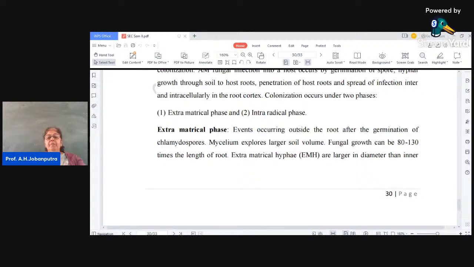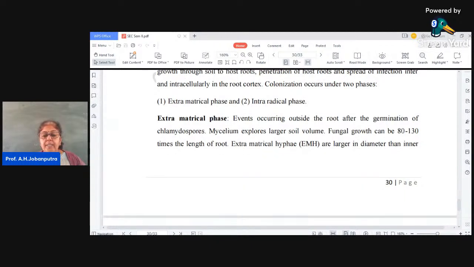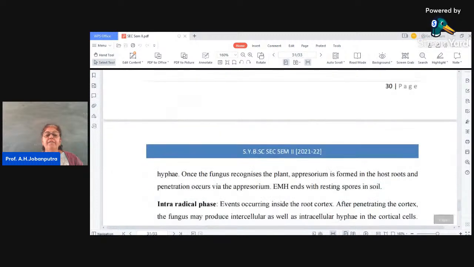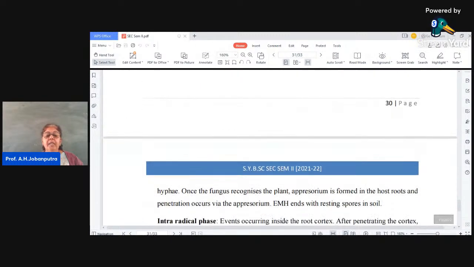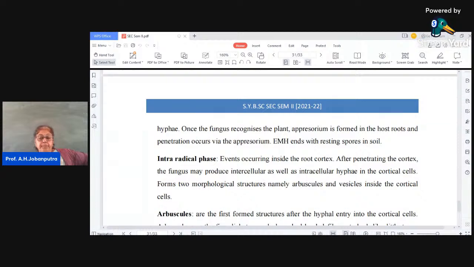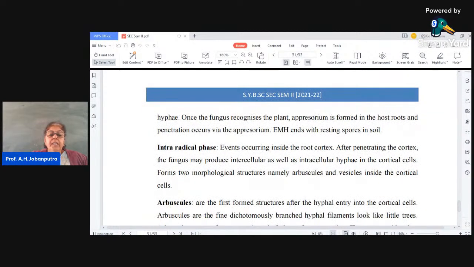So this mycelium will be present almost in the soil आणि फंगल ग्रोथ हे झाल्यामुळे जवळजवळ 80 to 130 टाइम्स ते रूटची लेंथ वाढून जाईल. इतकी फंगल मायसेलिया तिथे असतील की त्या रूटची लेंथ सुद्धा आपल्याला मोठी दिसायला लागेल. This extramatrical hyphae are larger in diameter than the inner hyphae and they penetrate the roots with the help of appressorium. So this appressorium type of structure will be formed. They can also form the resting spores in the soil.